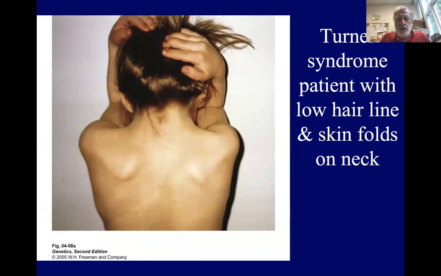This shows a patient with skin folds on either side of the neck and a lower than normal hairline. These people are female, but they never undergo puberty. They're sterile, never develop breasts or widened hips or anything like that. They're like prepubescent girls their whole life.